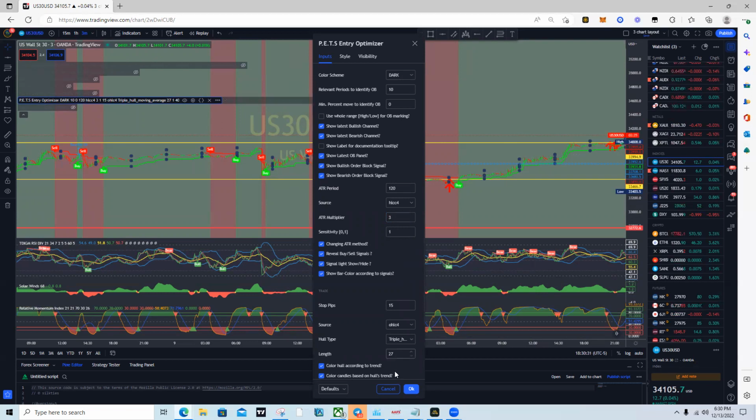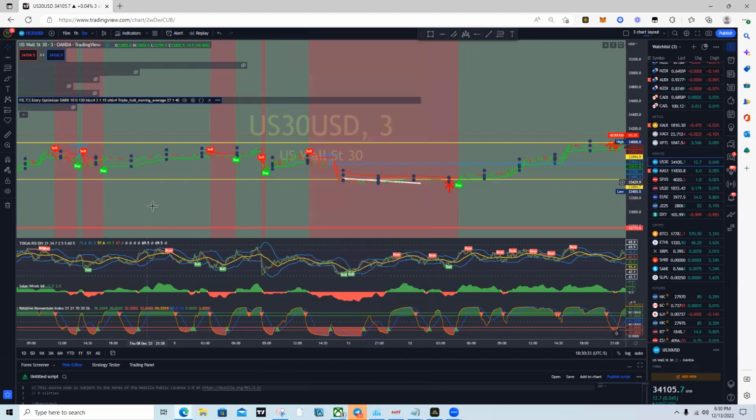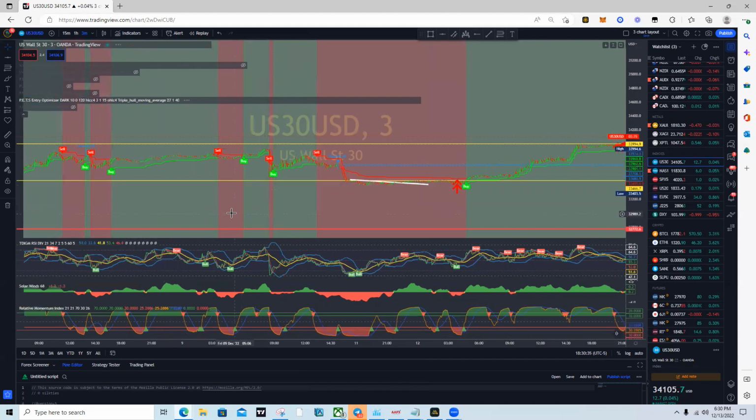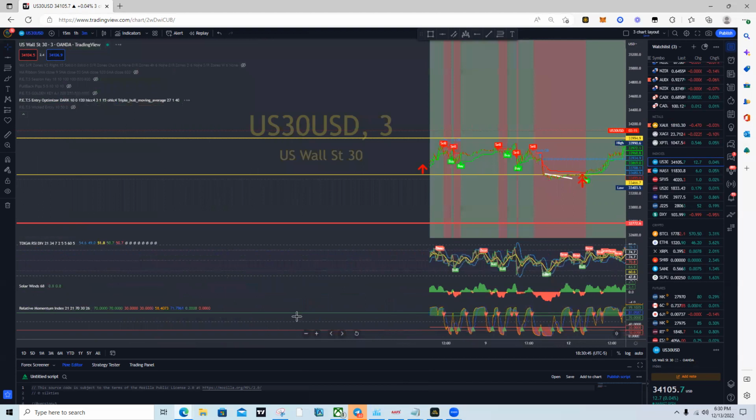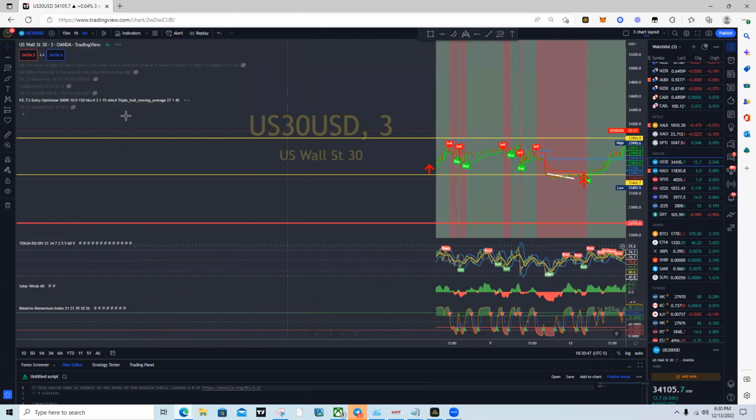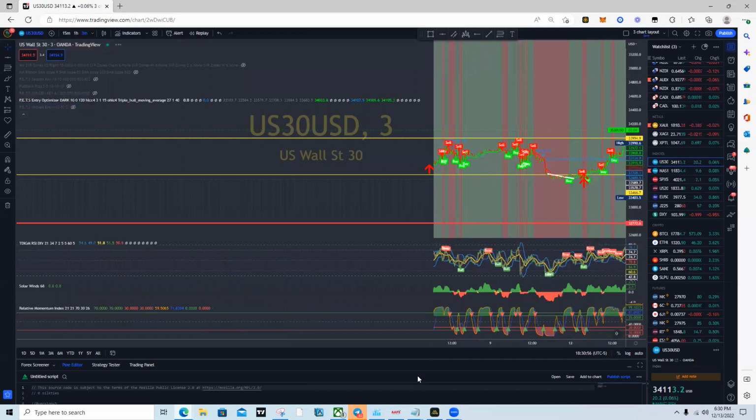Did it change? Didn't change much. Okay, let's see. I don't know why my TradingView is so slow today. Okay, there we go, it just changed. I don't know what's up with my TradingView, you guys. Maybe it's because of the Zoom slowing it up.